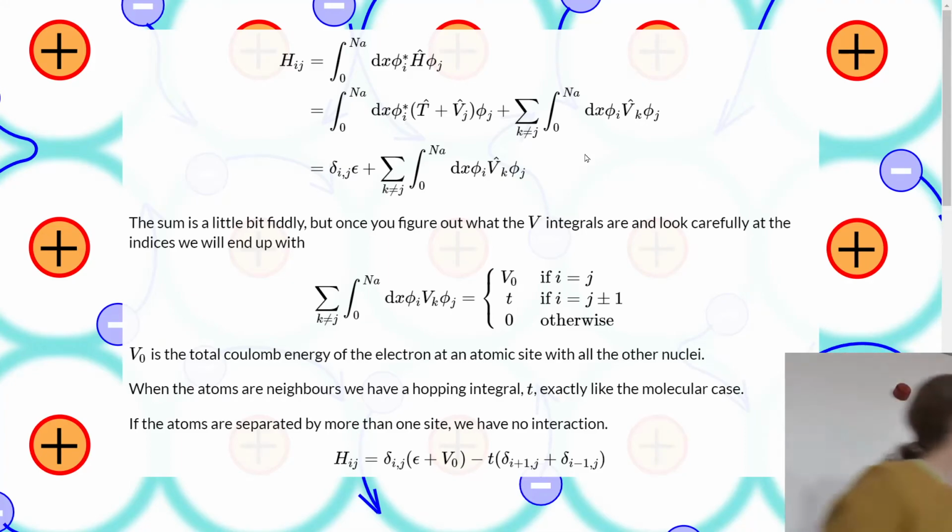It's fiddly. So if I and J are the same, then the electron is kind of sat on atom I, and it's interacting with each of the other nuclei. So I'll have an electrostatic interaction with the nearest atom, the next nearest atom, and all the other ones, and it'll drop off as 1 over R as it goes on.